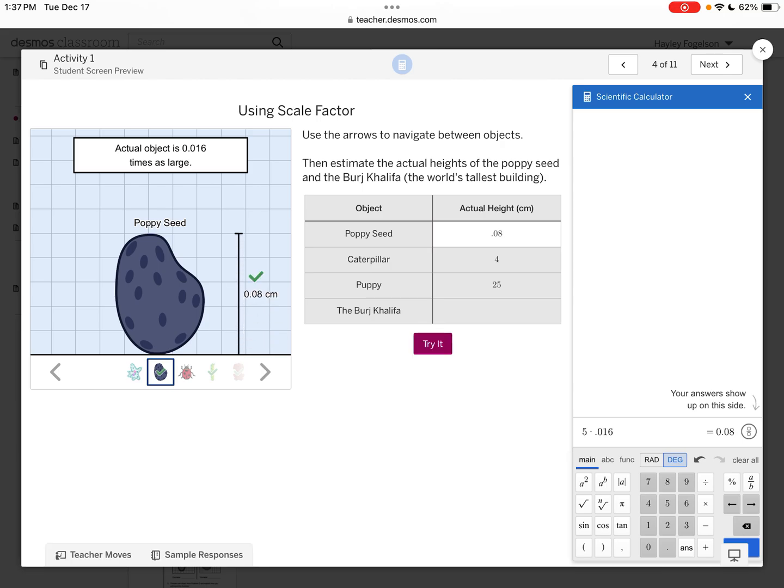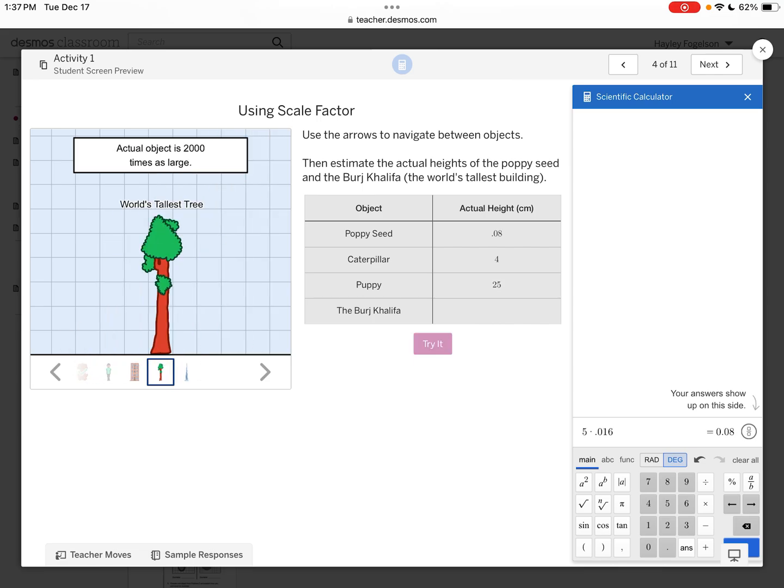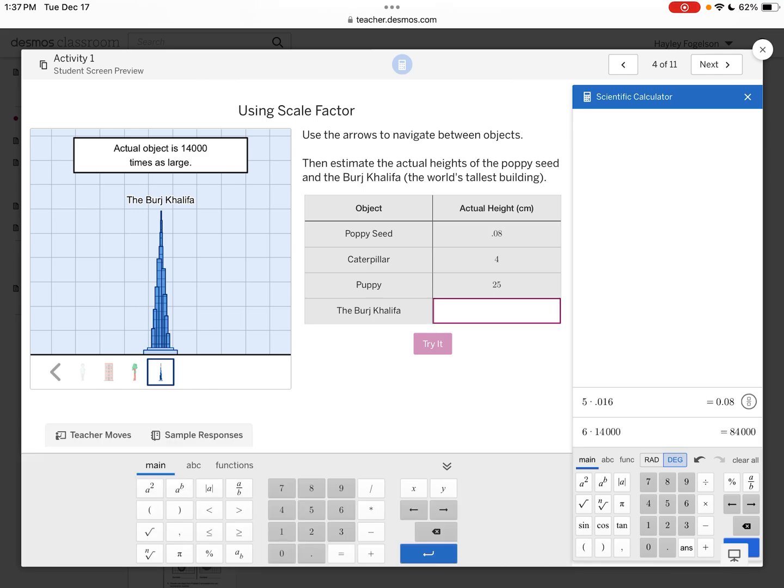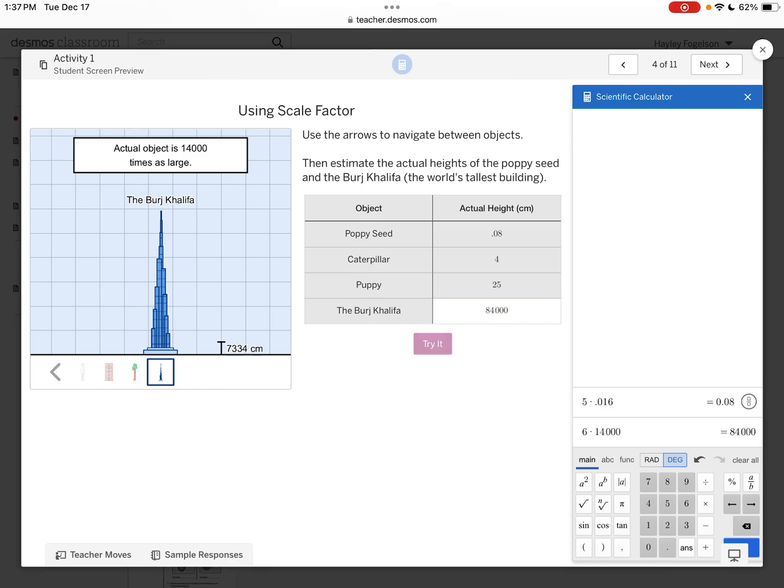Sweet. Moving on to our Burj Khalifa, which is our biggest object. This object is 14,000 times as tall. So to figure out how tall it is, we first need to count how many boxes tall it is, and that is 1, 2, 3, 4, 5, 6 boxes. So 6 times 14,000 gives me 84,000. See if we're right.